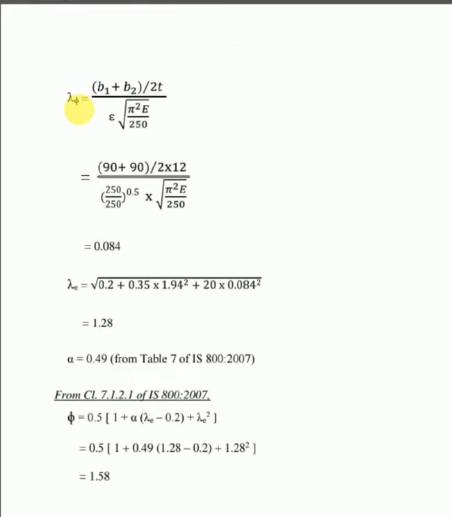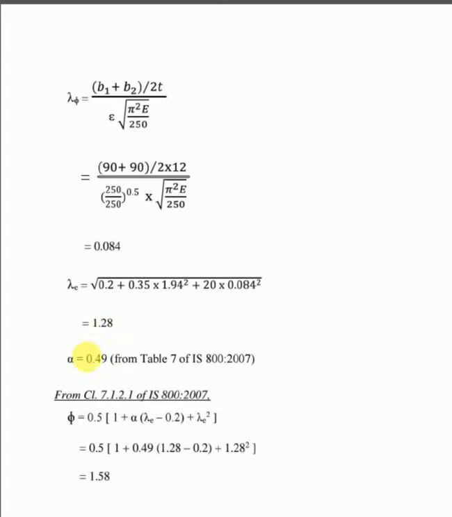Then let's find out lambda phi. So this is the formula. B1 is our 90, B2 is 90, and T is 12. When we put the values, we'll get the value of lambda phi as 0.084. Then putting all the values in the first equation of the slenderness ratio, we'll get it as 1.28.